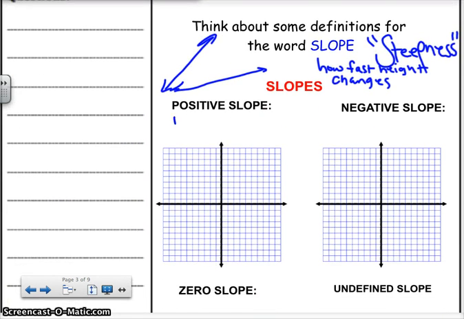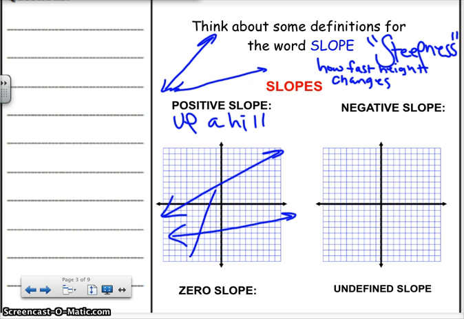So positive slope is up a hill. You're going up a hill. It looks like you're climbing. Positive slope would look like this. That's a positive slope. Here's a gradual positive slope. Okay? Here's a super steep positive slope. Anything that is increasing.